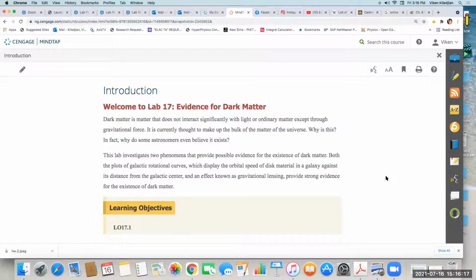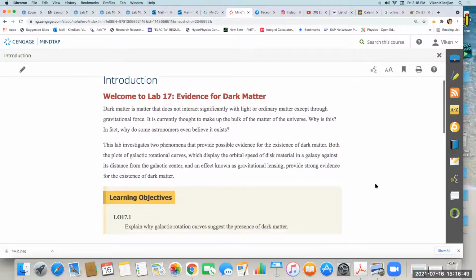Both the plots of galactic rotational curves, which display the orbital speed of disk material in the galaxy against its distance from the galactic center, and an effect known as gravitational lensing, provide strong evidence for the existence of dark matter. So there's two main evidences. One is gravitational lensing, and one is the orbital speed of matter in the galaxy as a function of their distance from the center of the Milky Way galaxy. You see?